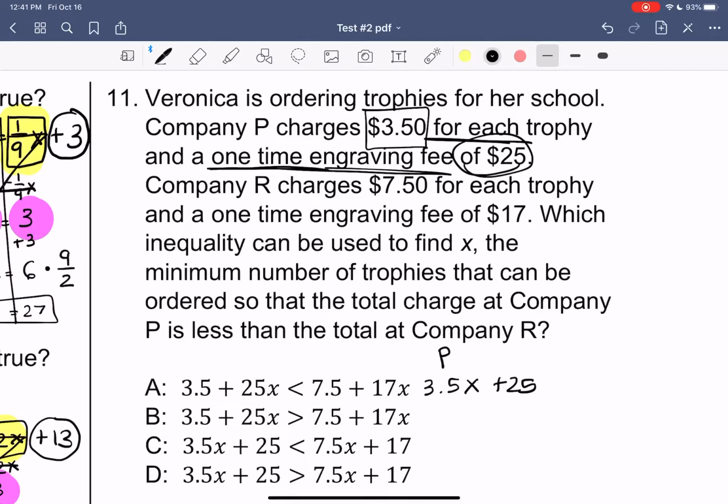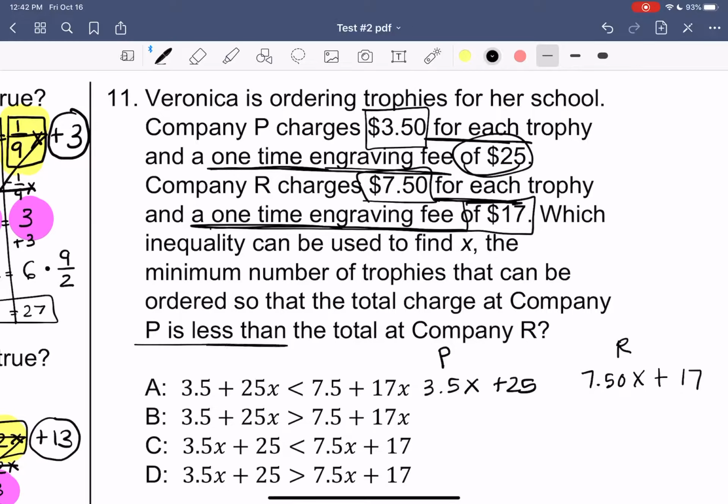I have Company R charges $750 for each trophy and a one-time engraving fee of $17. So then we have Company R, which is going to be $750X plus 17. So at the end, we're wanting Company P to be less than the total at Company R. So reading from left to right, we want P to be less than R. So this is where we're ending right here.